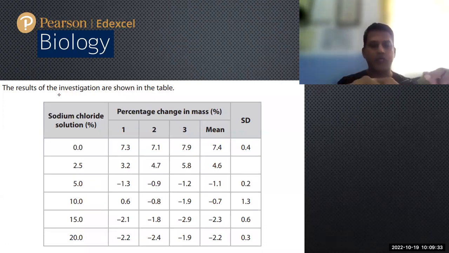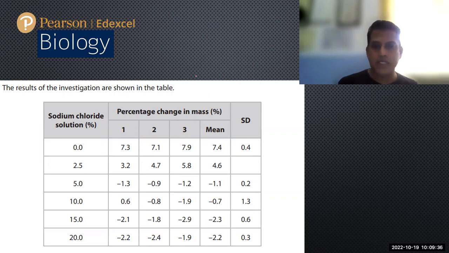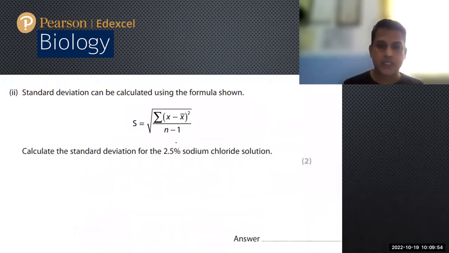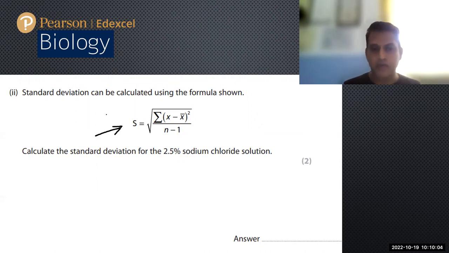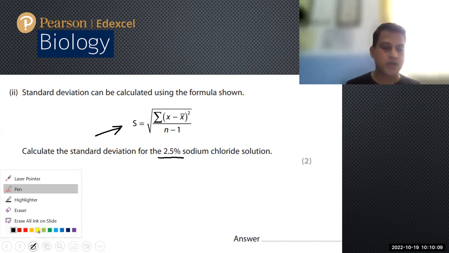We can continue the same question, and the next question is we have to calculate the standard deviation for this data. Here we need to calculate the standard deviation for 2.5% sodium chloride solution. The question is: standard deviation can be calculated using the formula shown. This formula is given. You don't need to remember the formula. Calculate the standard deviation for 2.5% sodium chloride solution.